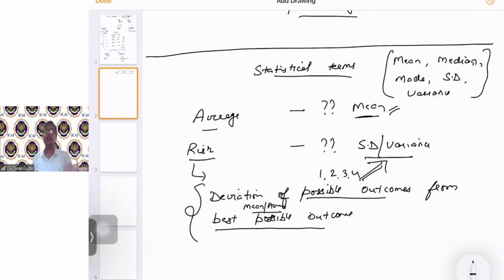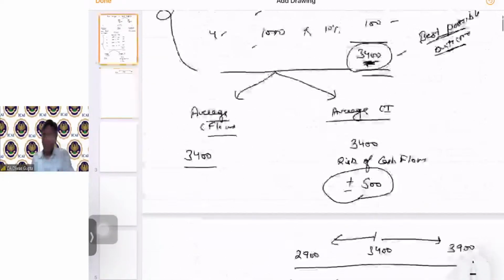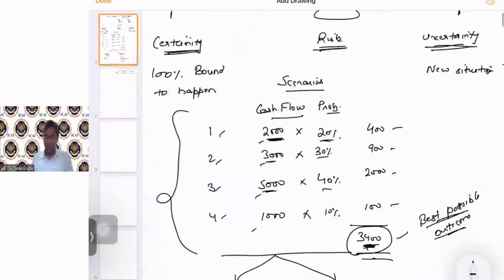What we are trying to say in risk is that whatever average you have calculated, which is the best possible outcome, there are chances that there will be deviations from it. Deviations can be higher also or lower also. For deviation also, we will again refer to this data set. The deviation in the first scenario will be 1400, in the second scenario 400, third scenario 1600, last scenario 2400. Every possible outcome minus 3400.